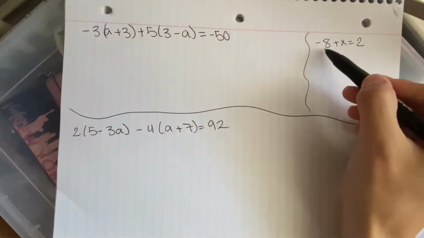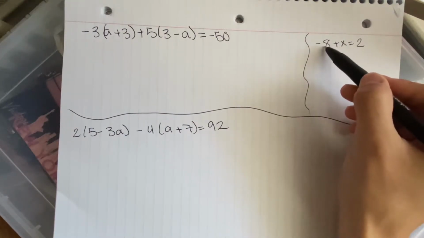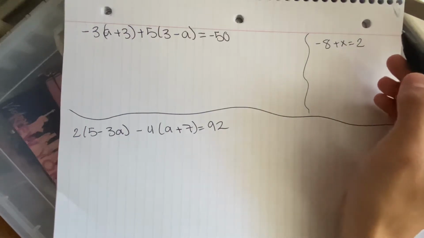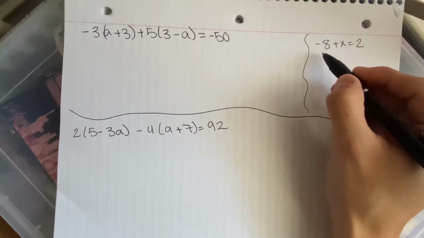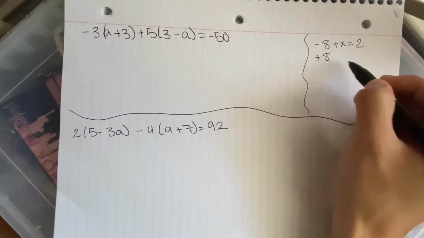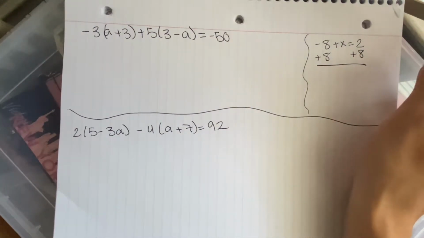So we see that we have this number over here that's bothering us, right? In order to get x by itself, we should bring this number to the other side. So how do we do that? Well, we see this is a negative 8. So we're going to do the opposite of that. What's the opposite of subtracting? Adding. So we're going to add an 8. And we're going to add an 8 on this side, because whatever you do on one side, you have to do on the other side.